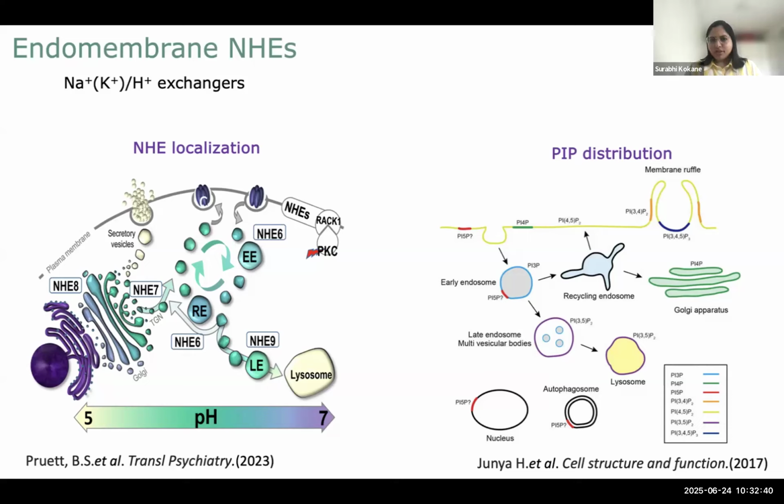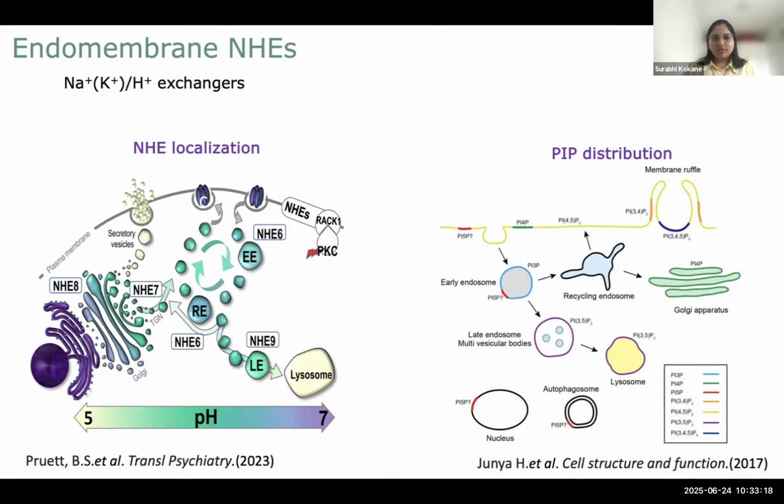Also, in the physiology we explored, these endosomal compartments have different PIP distributions. You will find different PIPs localized to different endosomes. In the plasma membrane you majorly find PI4,5P2, whereas in early endosomes you have PI3P, and in late endosomes you find PI3,5P2. So we were trying to explore what is the role of lipids and what is the role of these NHEs, given the difference in pH, all these factors.